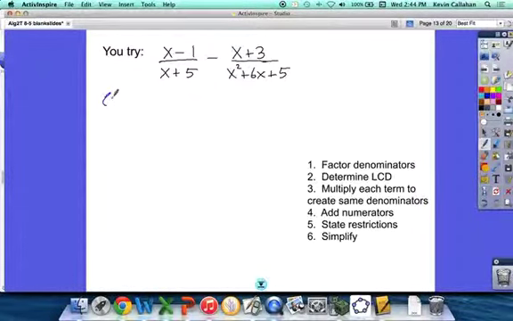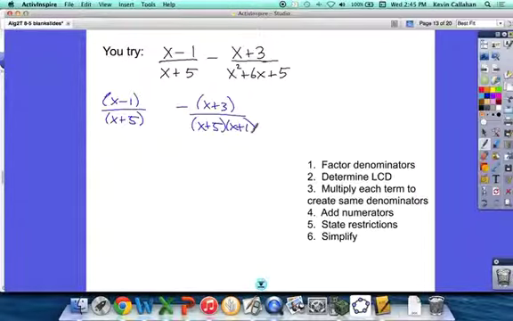My, oh my. x minus 1 over x plus 5. And now leave some space. x plus 3 over x plus 5 times x plus 1. So what do I have to multiply to have the same denominator? x plus 1, right? So I'm going to do that in red. x plus 1 over x plus 1.